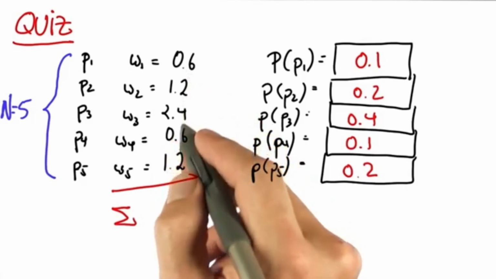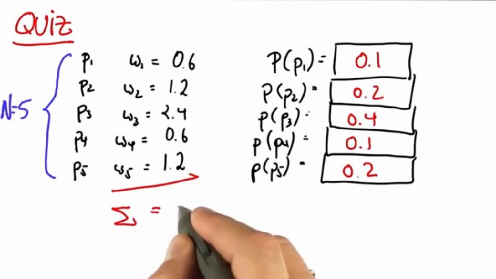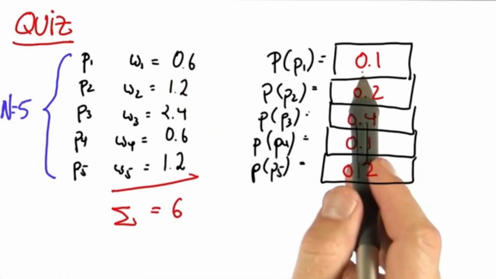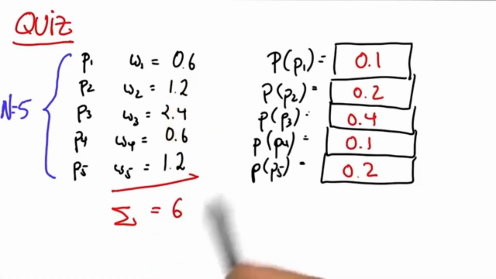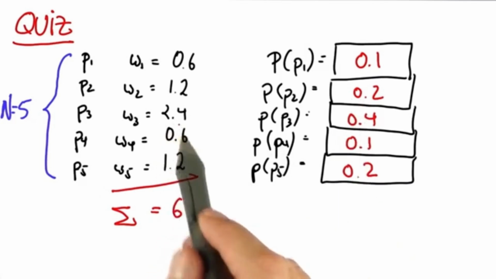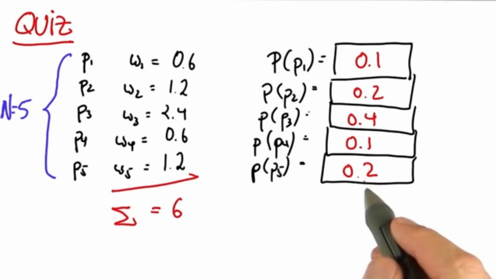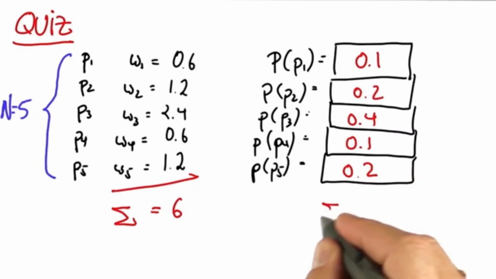To see this, we just have to normalize those importance weights. The sum of those numbers over here is 6. So we divide 0.6 by 6, we get 0.1. 1.2 divided by 6 is 0.2. 2.4 divided by 6 is 0.4. Obviously, those over here add up to 1.